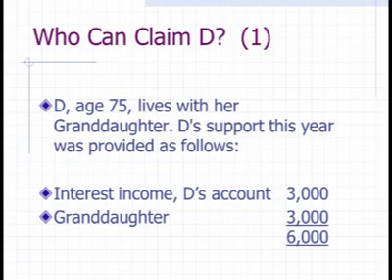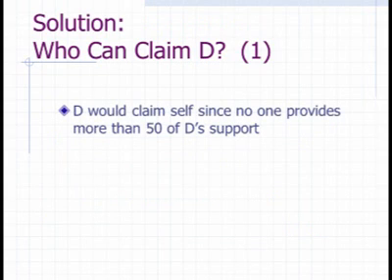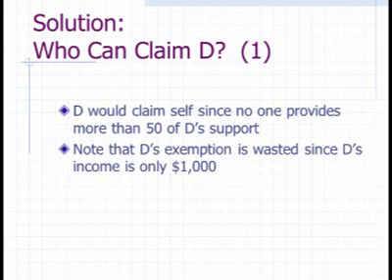No one provides more than half the support. And since the granddaughter did not provide more than half of the support, D would have to claim herself. She's the only one who could use the $3,900. And that would not be tax-wise efficient because she just simply doesn't need the exemption. Her income's only $1,000. Her standard deduction's over $6,000, and her exemption of $3,900. So it's just going to waste.